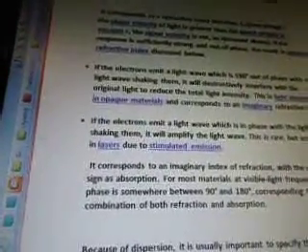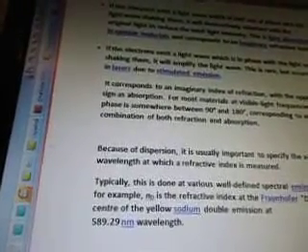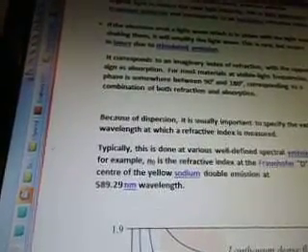If the electrons emit a light wave which is 180 degrees out of phase with the light wave shaking them, it will destructively interfere with the original light to reduce the total light intensity. This is light absorption in opaque materials and corresponds to imaginary refractive index. If the electrons emit a light wave which is in phase with the light wave shaking them, it will amplify the light wave. This is rare but occurs in lasers due to stimulated emission. It corresponds to imaginary index of refraction with the opposite sign as absorption. For most materials at visible light frequencies, the phase is somewhere between 90 and 180 degrees, corresponding to a combination of both refraction and absorption.